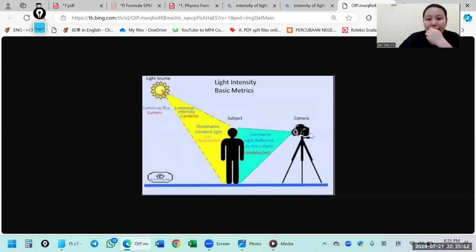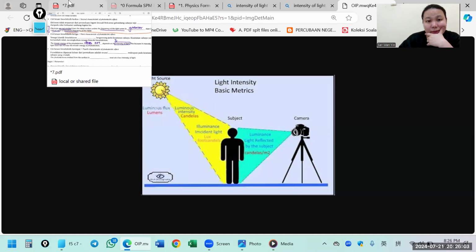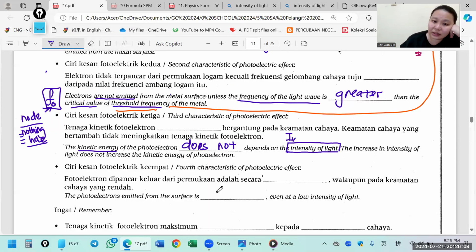Okay, now we can actually do some calculation. So light intensity, now we just treat the light intensity as brightness. Very bright means high intensity of light. Very dim, 很暗，有光，但是暗暗的, is dim. So it's low intensity of light.